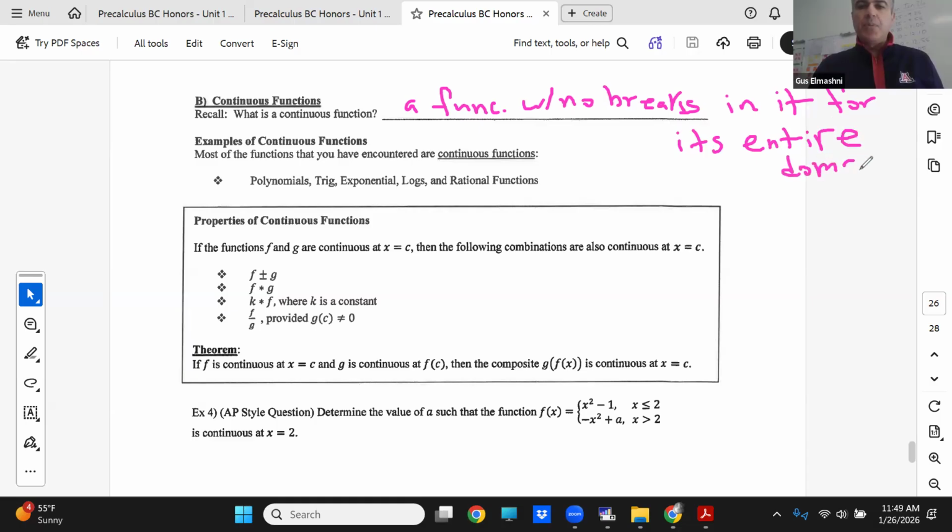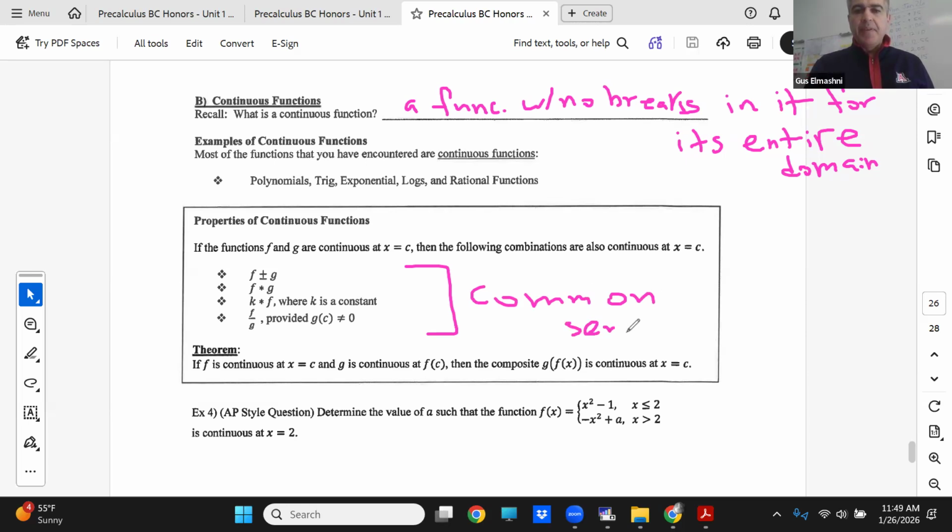It's not a super sophisticated definition, but it's a function with no breaks in it for its entire domain. And by the way, the properties of continuous functions are still just common sense. If you add two continuous functions, they're continuous. You multiply two continuous functions, they're continuous. Subtract them, divide them. It's all just kind of common sense.